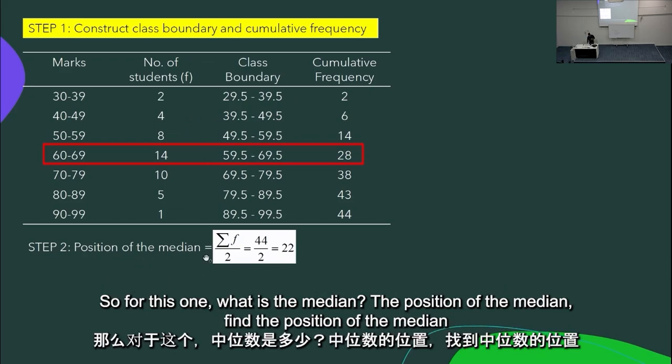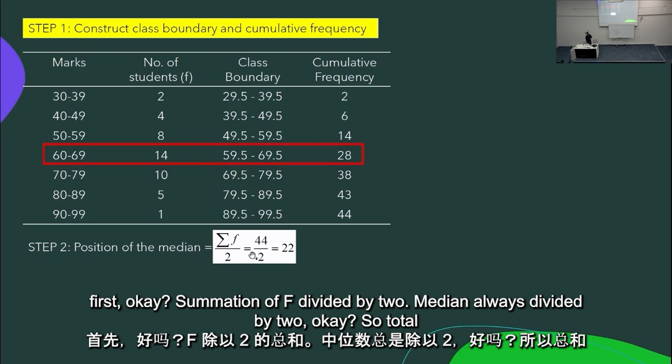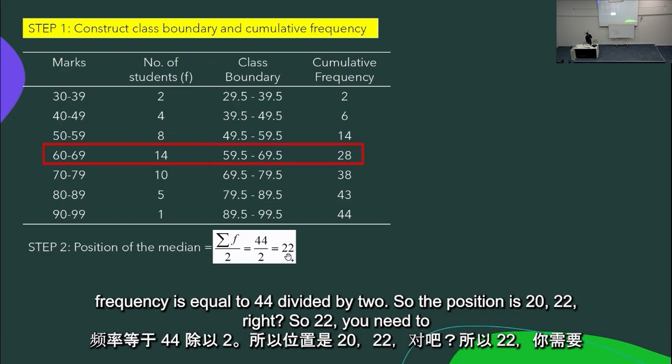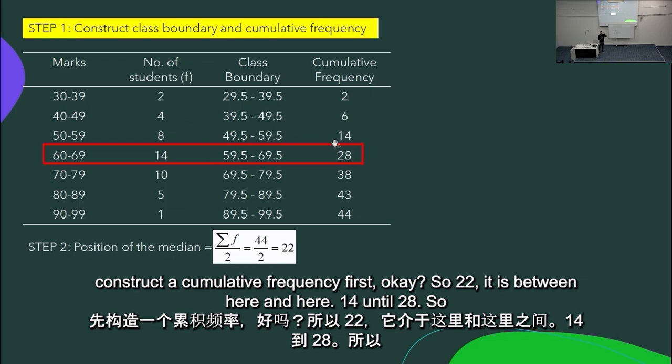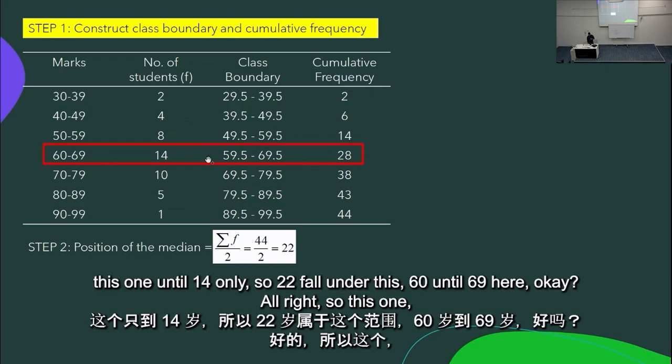So for this one, what is the median? Find the position of the median first. Summation of F divided by 2. Median is always divided by 2. So total frequency is 44 divided by 2, so the position is 22. You need to construct a cumulative frequency first. So 22 is between here and here, 14 until 28. So this one is until 14 only. So 22 falls under this 60 until 69.